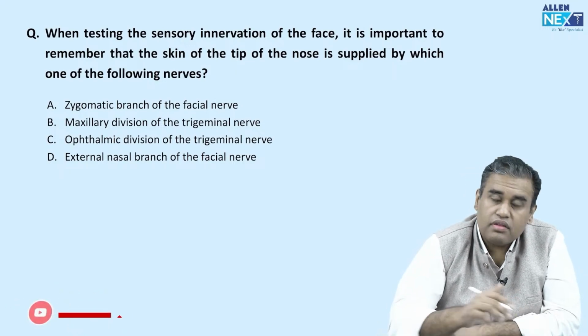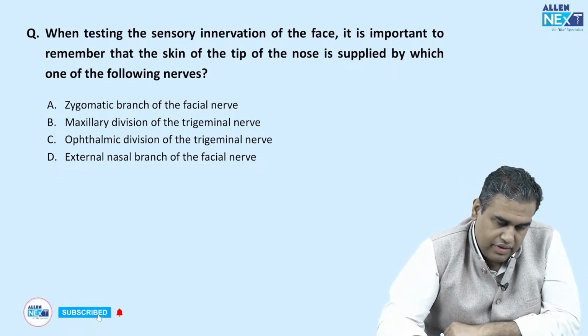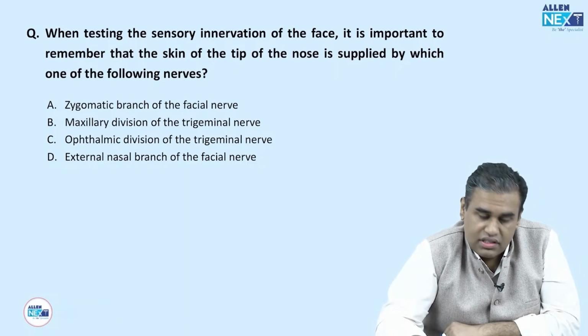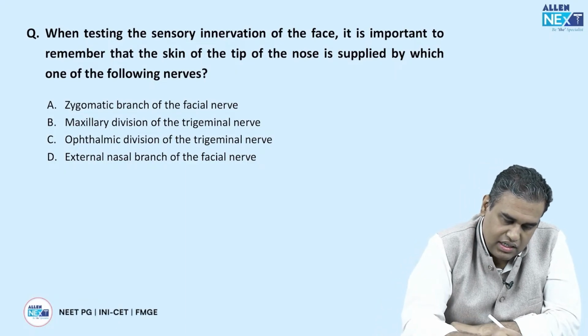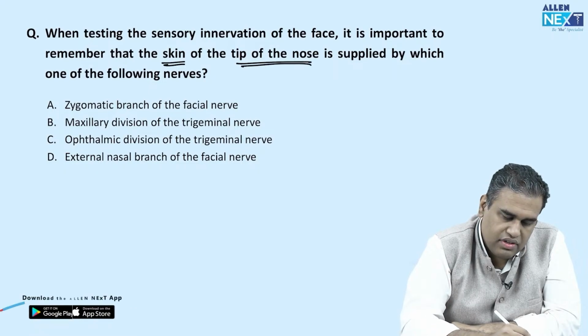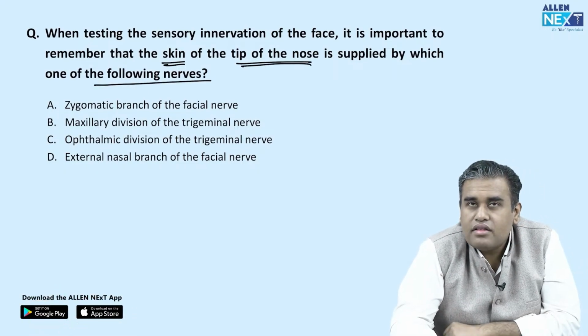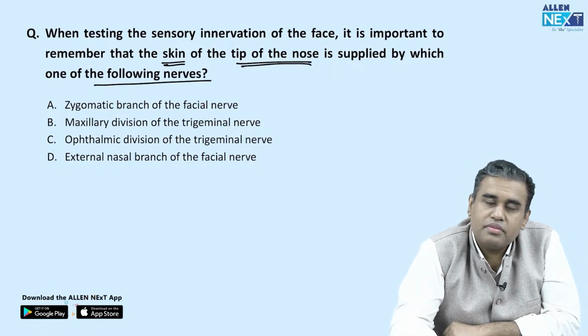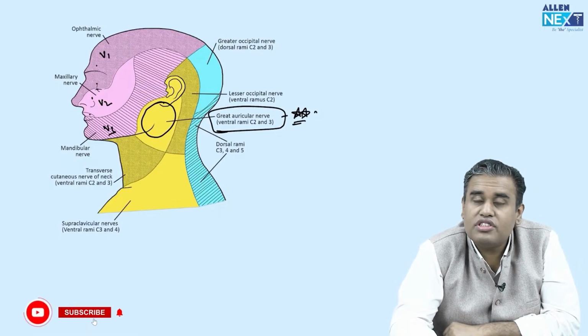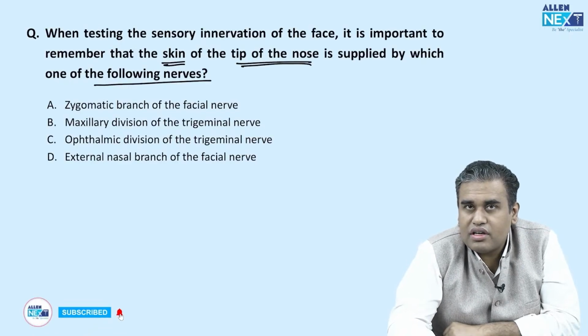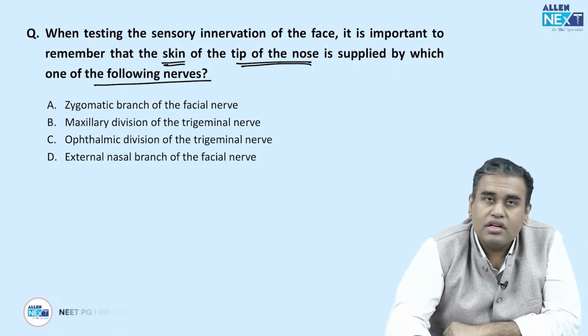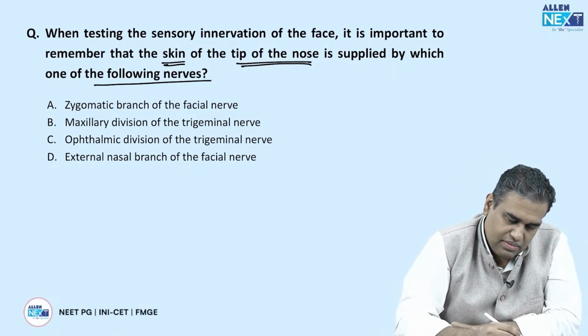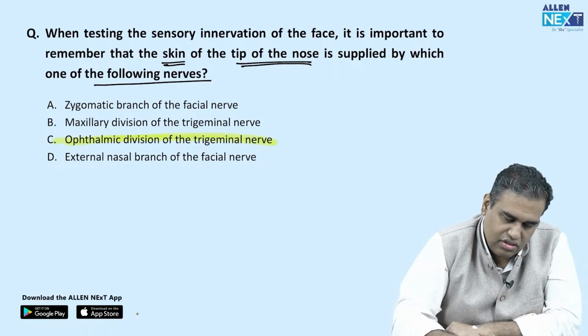Question from the previous image only. When testing the sensory supply of the face, it is important to remember that the skin at the tip of the nose is supplied by which of the following nerves? Just for 2 seconds, look at this image, look at the tip of the nose and realize which nerve they are asking for. If you know the answer by now, it was the V1, the ophthalmic division of the trigeminal, option number C over here.